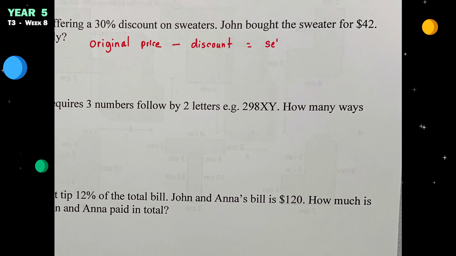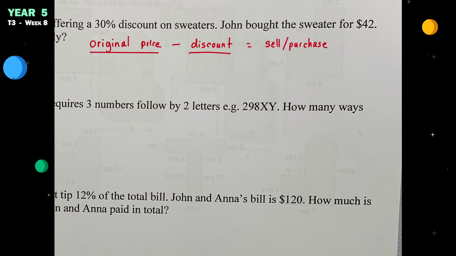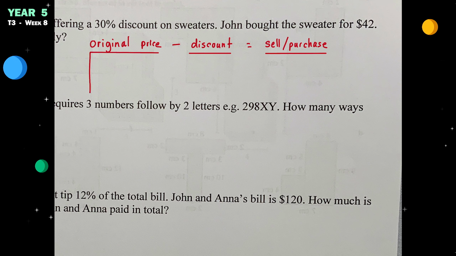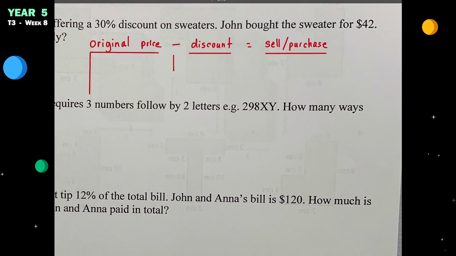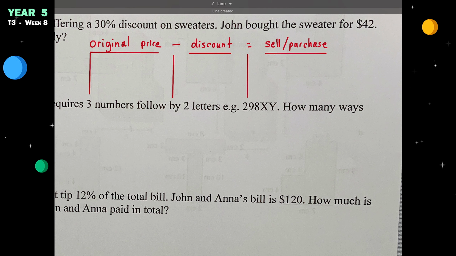You could call it the sale price or the purchase price. Depends on whose perspective we're talking about. If you're talking about the shop's perspective, then that'll be the sale price. If you're talking about the customer's perspective, it'll be the purchase price. Okay, so let's construct a little table. Let's do that real quick.